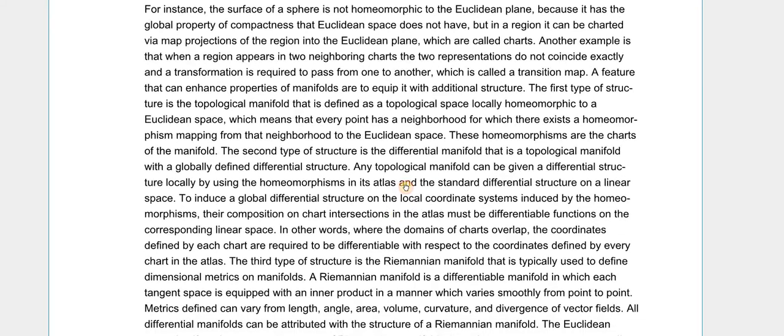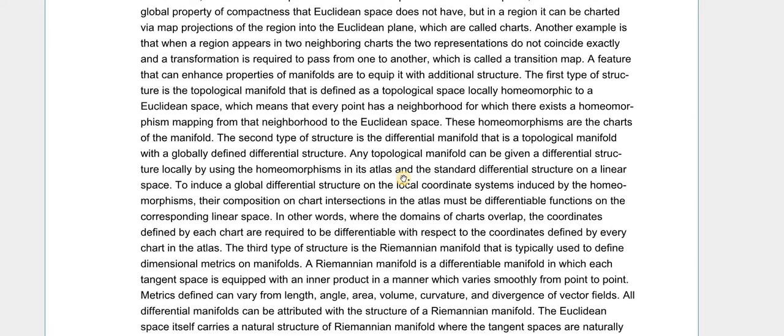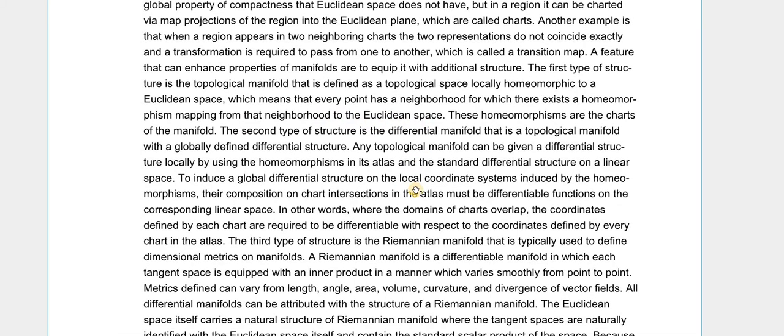And one of the other features of a manifold that we want to embed and use is the different types of manifolds that you can find. First of all, there is the topological manifold. Apparently, this is what you call every manifold, so it's not really a subcategory. To define what this is, it's just a topological space locally homeomorphic to a Euclidean space, which means that every point has a neighborhood for which there exists a homeomorphism mapping from that neighborhood to the Euclidean space. This homeomorphism or mapping is what you call a chart map, as I already mentioned.